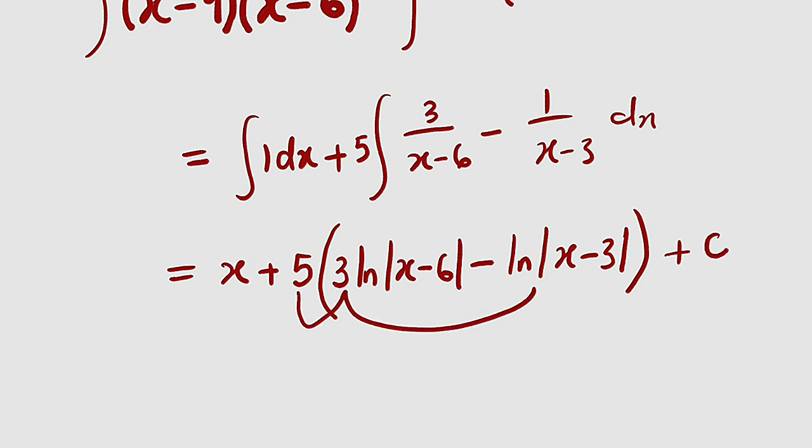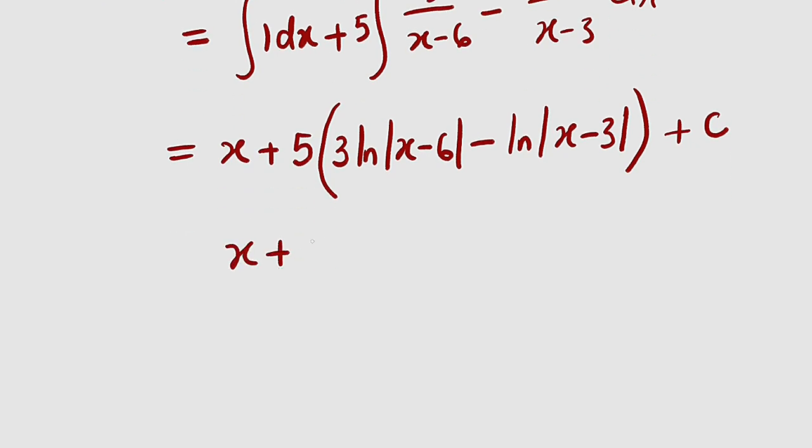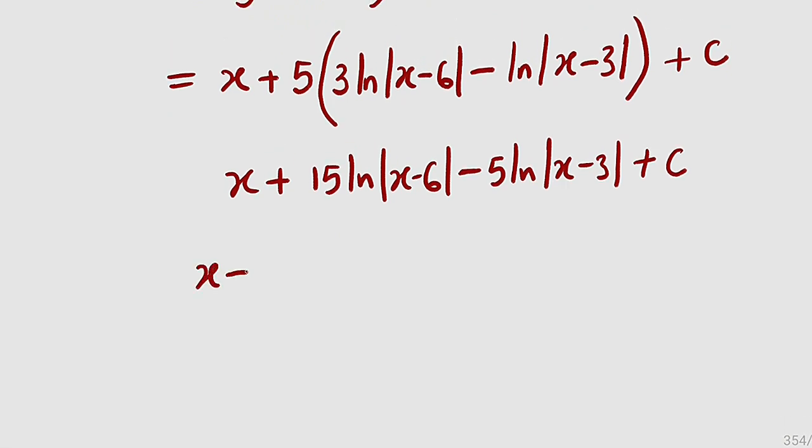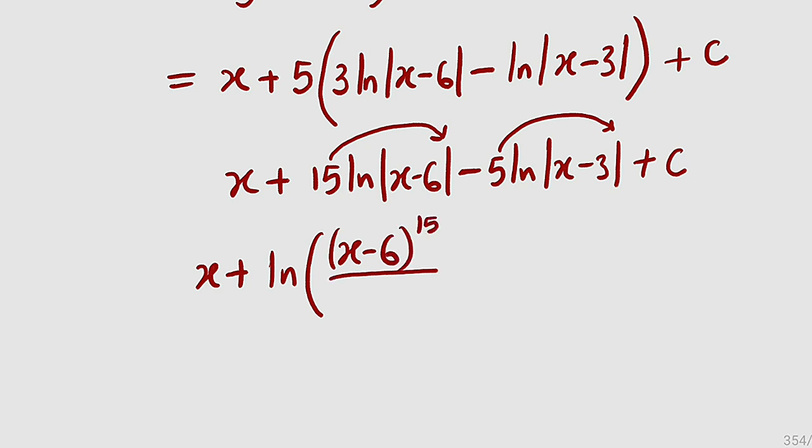Now let us distribute this 5 inside. This is x plus 15 times the natural log of the absolute value of x minus 6, then minus 5 times the natural log of the absolute value of x minus 3, then plus C. So now we can apply one of the laws of logarithms and transform these two terms into a single log. So this is the same thing as x plus, and you know that 15 can serve as a power of the argument, likewise this 5, right? So we have the natural log of x minus 6 to the power of 15, divided by, because we have a negative sign, if it is plus you multiply, x minus 3 to the power of 5. Then plus the constant of integration.